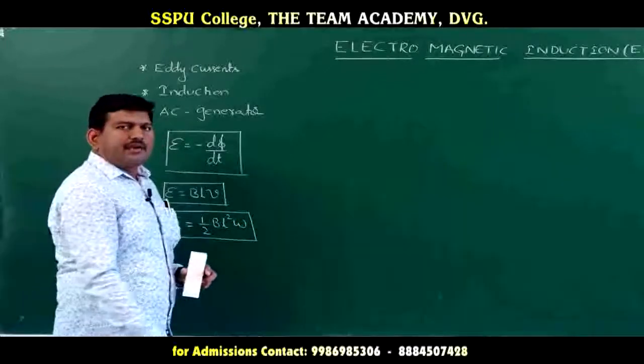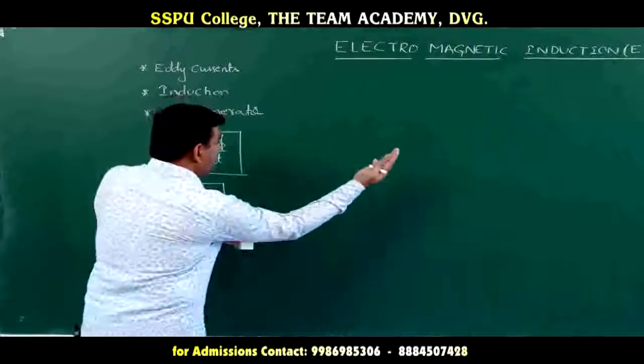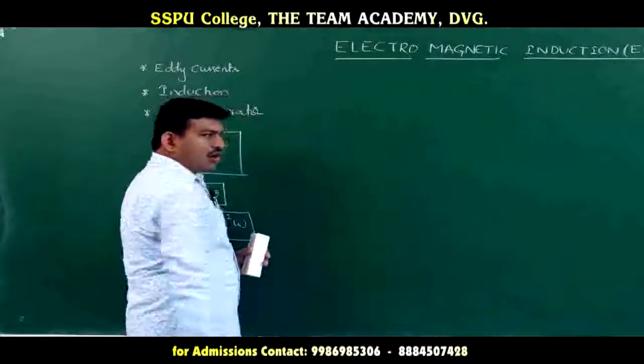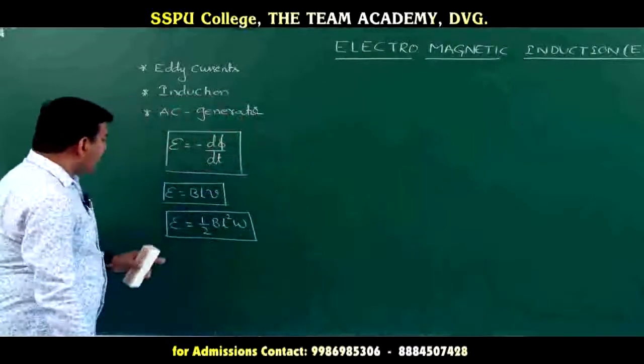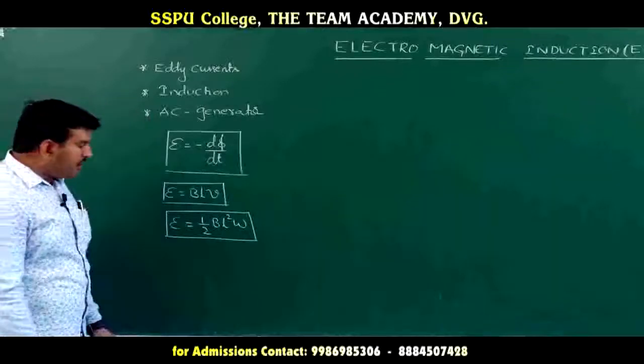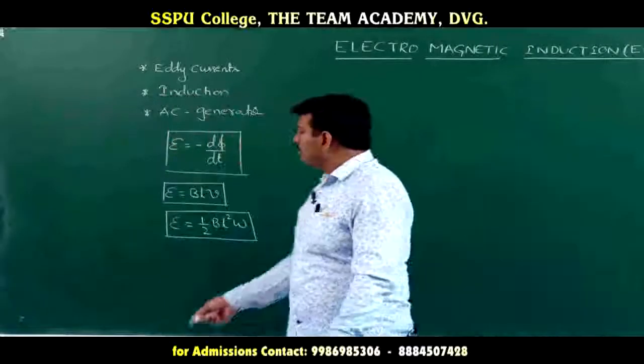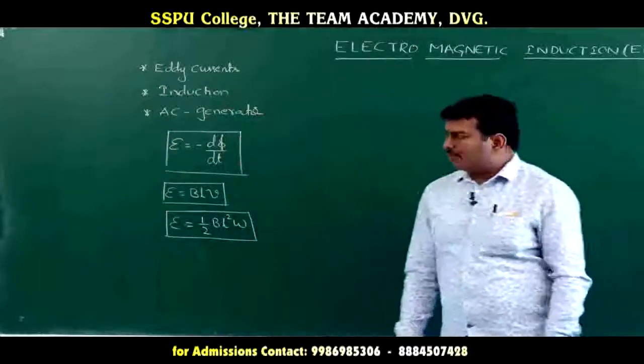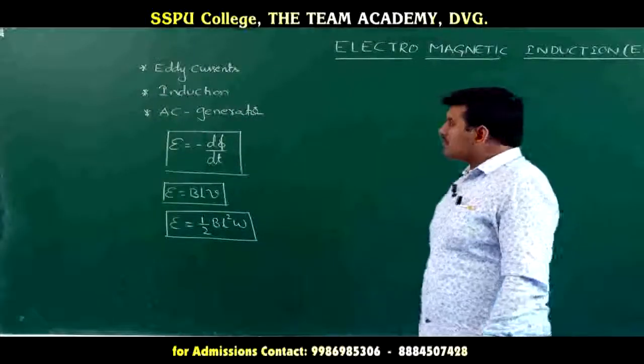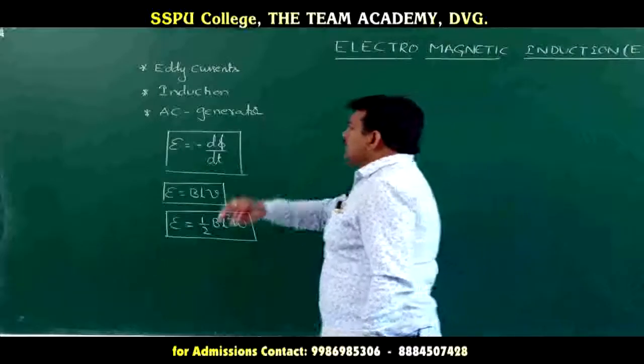If a rod of length L is rotated in a uniform magnetic field with a constant angular velocity omega, then the rotational EMF is given by half BL squared omega, which will be useful for the competitive part of examination. And now in today's class we are going to study about eddy currents.